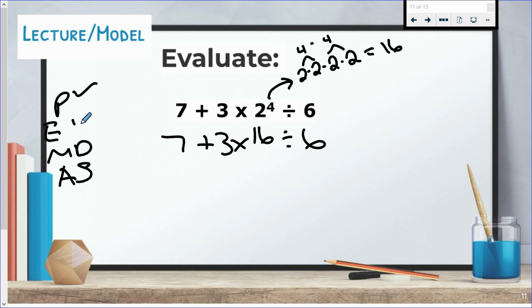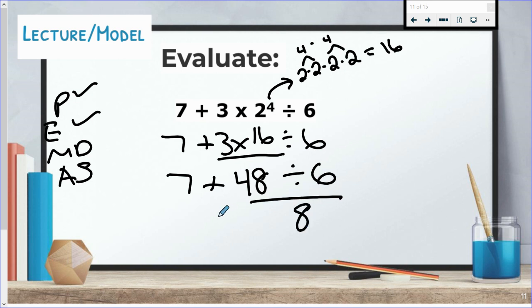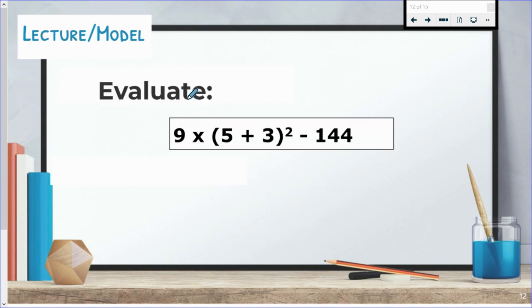So I didn't have any parentheses. We just did our exponent. Now we're on multiply divide. I see the 3 times 16 first, which is 48. Now I have 7 plus 48 divided by 6. I want you guys to notice that I'm going line by line here and going very slowly so I know I don't make a mistake or miss a step. 48 divided by 6 should be 8. 7 plus 8 would be 15. And remember, we did the 48 divided by 6 first because that division still comes before addition and subtraction. All right, let's move on.